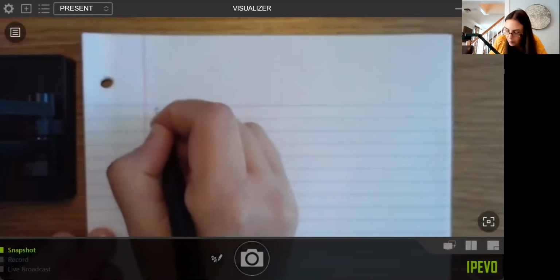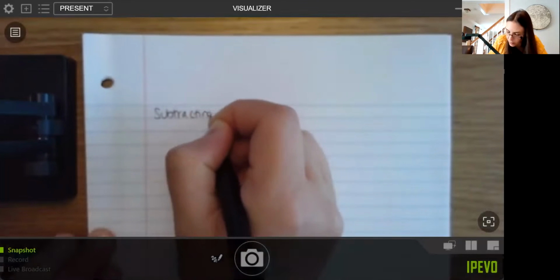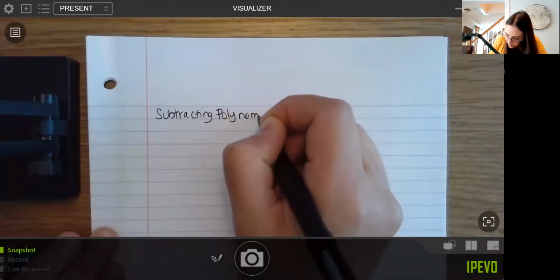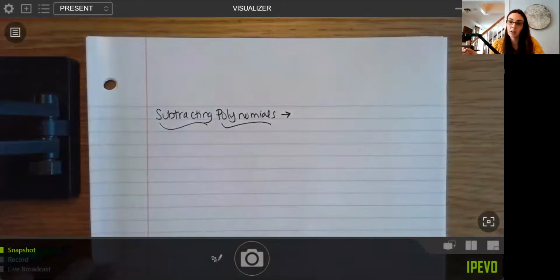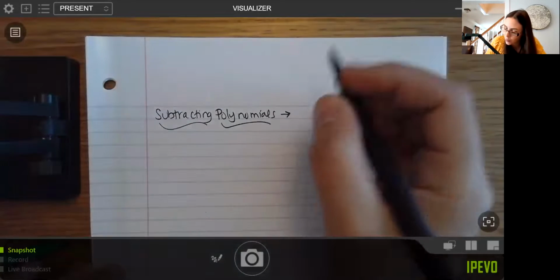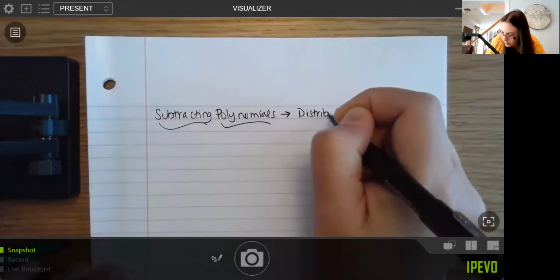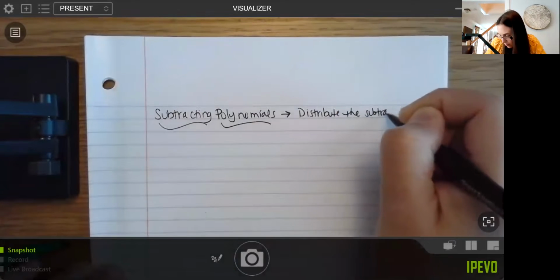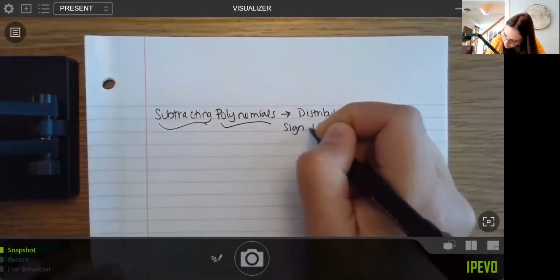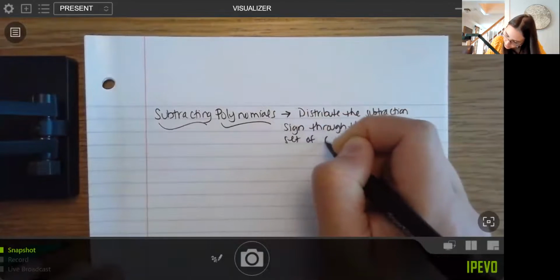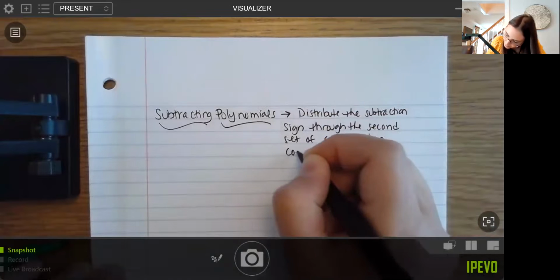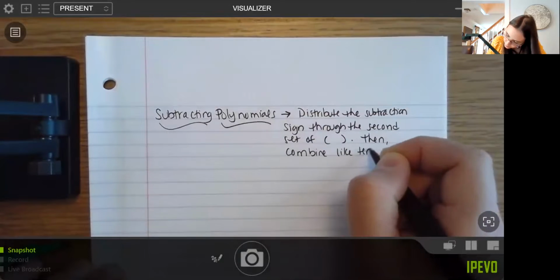Now for subtracting polynomials, it is almost exactly the same, but we have one change to do first. So because you have that subtraction sign in the middle, you actually do have to distribute that subtraction sign because it does affect things, right? Adding doesn't change any signs if I have an addition sign there, but subtraction does, right? Because subtraction is the same thing as changing to a negative. So we're going to, first of all, distribute the subtraction sign through the second set of parentheses, and then we will combine like terms.